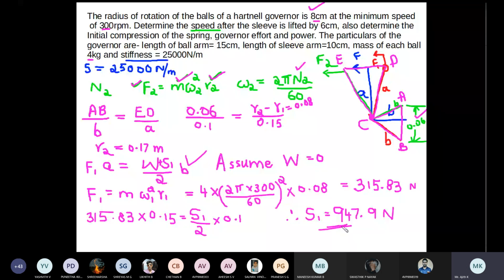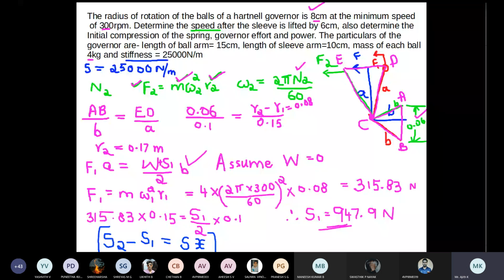So you should know one more relationship between S1 and S2 to solve this problem. This is important, take down this: the relationship between S1 and S2. S2 minus S1 is equal to stiffness, small letter s, into x. Take down this relationship between S1 and S2: S2 minus S1 is equal to s into x.